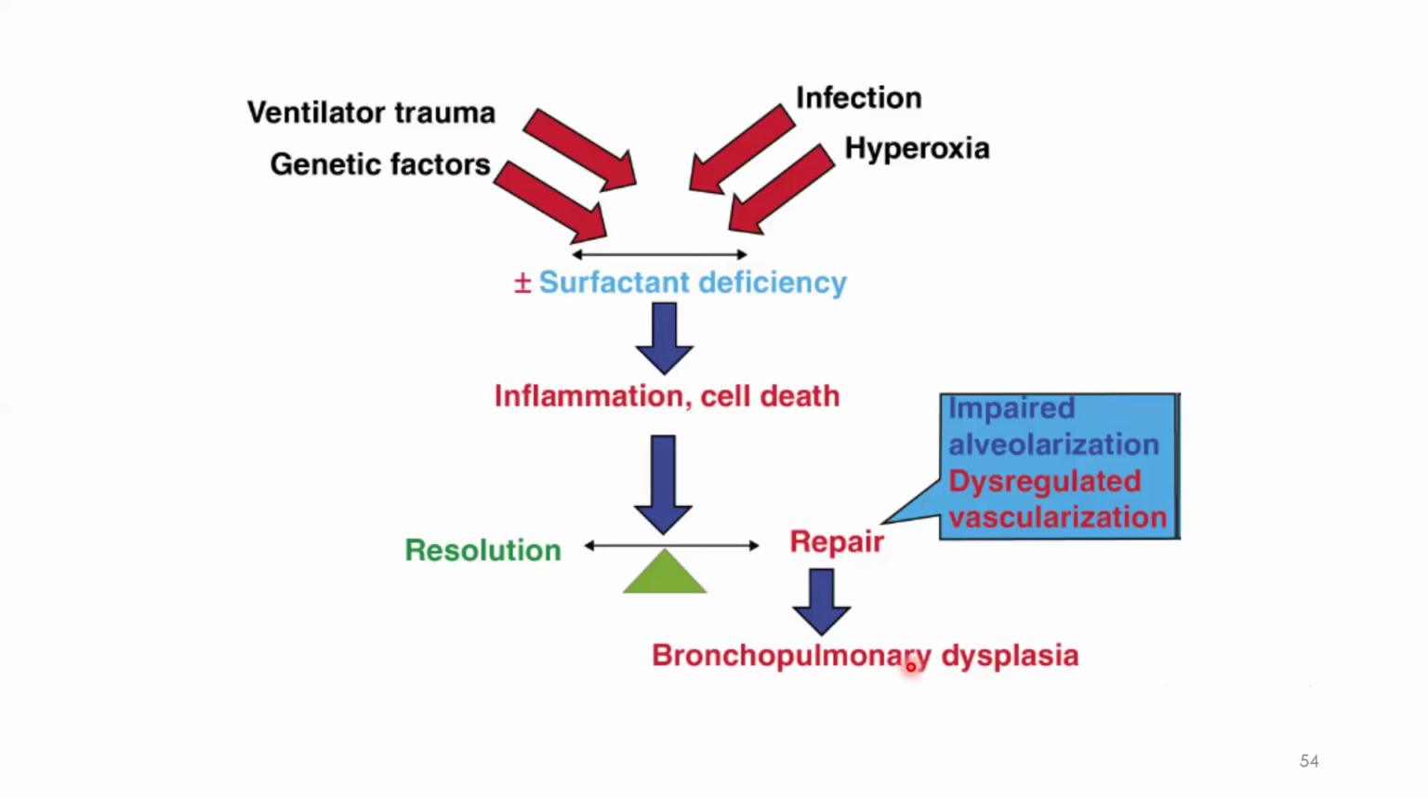So BPD is basically a phenomenon of the preterm. More specifically, it is a phenomenon of the extreme preterm. If a baby is born extremely preterm, intubating such a baby can cause volutrauma, and concurrent infection or oxygen-induced trauma may lead to inflammation. If the body responds well, this inflammatory response is good, and they can repair the process. That will be a normal phenotype. But in most cases, this reparative process is abnormal. So there is impaired alveolarization and dysregulated vascularization, and the baby lands up with BPD.